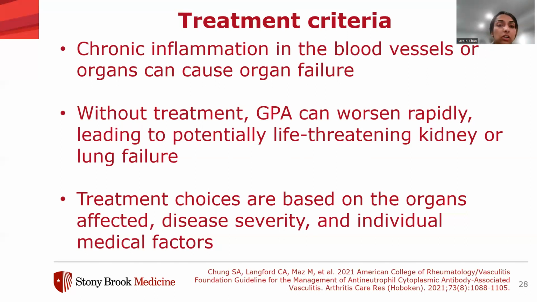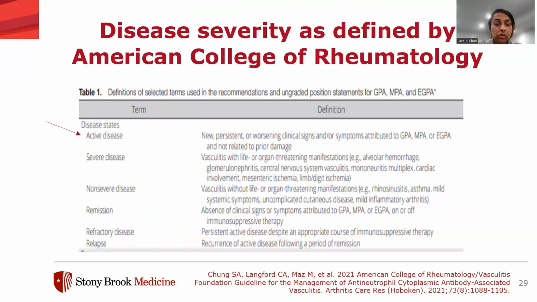So the treatment criteria: there's chronic inflammation in the blood vessels, and that can just lead to organ failure. So without proper treatment, GPA can actually worsen rapidly, and it leads to potentially life-threatening kidney or lung failure. And treatment choices are really based on the organs affected, disease severity, and individual medical factors. So I'm just going to be describing the disease severity as defined by the American College of Rheumatology.